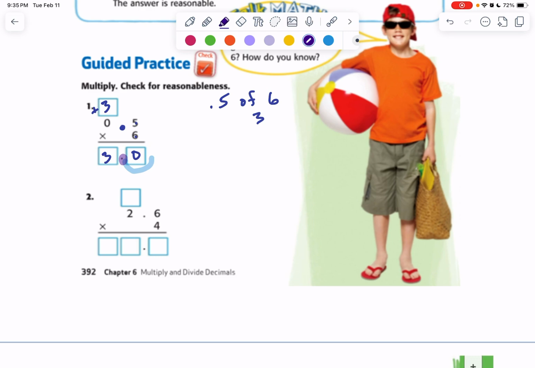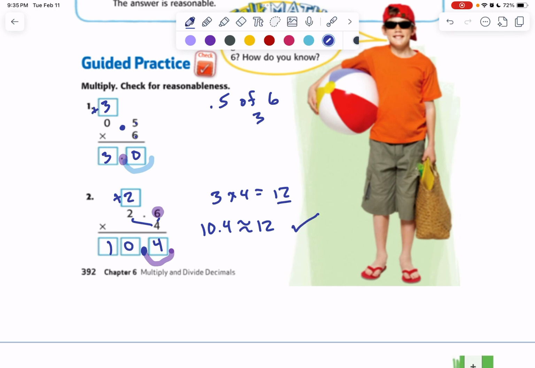Okay, how about 2.6 times 4? I think I'll round 2.6 up to 3. Multiply that by 4. So we have an estimate of 12. Now let's do the actual math. 4 times 6 is 24. 4 times 2 is 8, plus the 2 is 10. We have one digit to the right of a decimal. So we'll start at the right and move one place over. So our decimal's right here. 10.4, is that about the same as 12 from our estimate? Yeah, I'd say those are pretty close. I feel good about that.